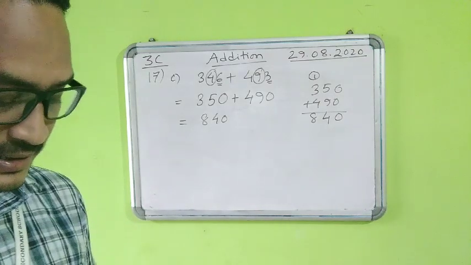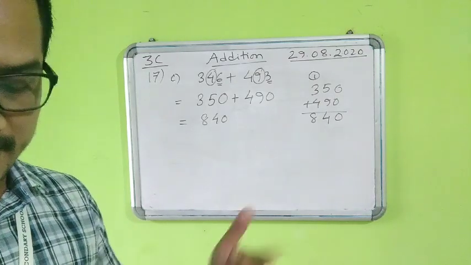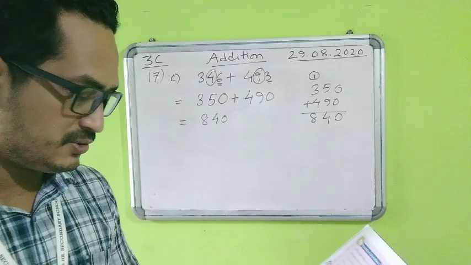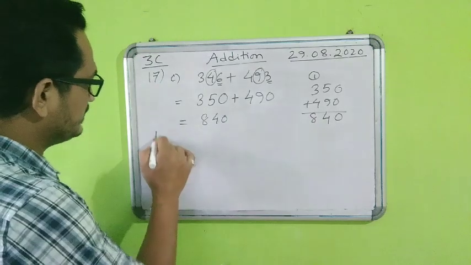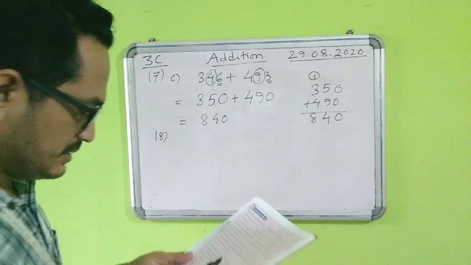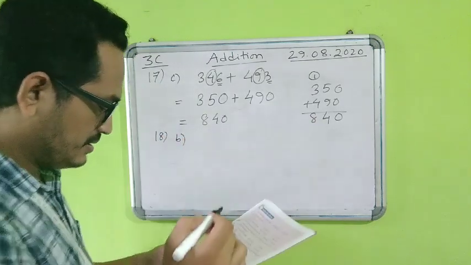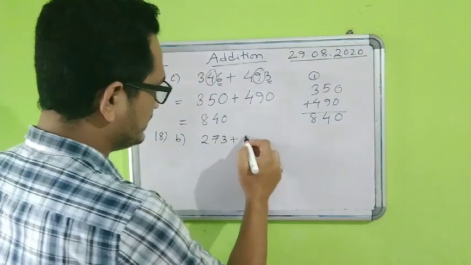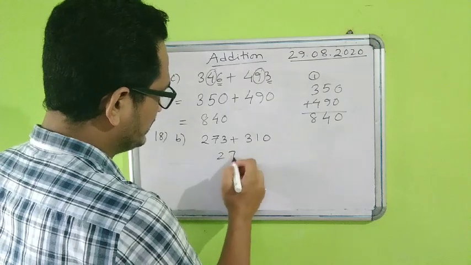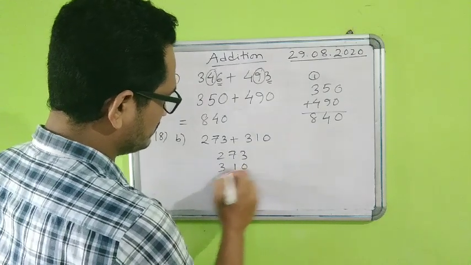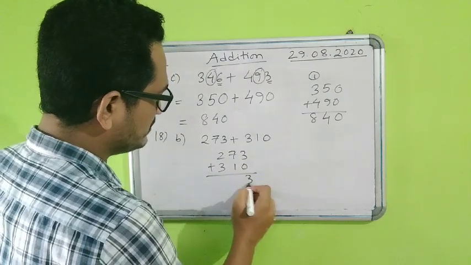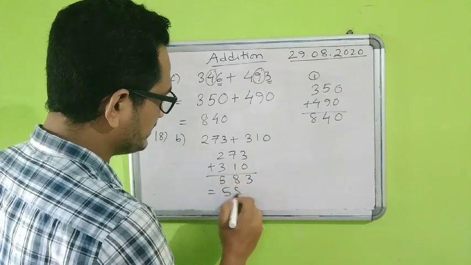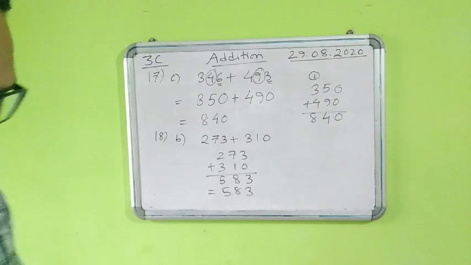Question number 18, it is said that add. Now these are direct questions, add. No need to estimate, okay? Simply you need to add. So let us do only one question from 18 also. They are very easy questions. 18, say B I am doing, 273 plus 310. So let us use the vertical method. 3 plus 0, 3. 7 plus 1, 8. 2 plus 3, it is 5. So answer is how much? 583. So very easy.